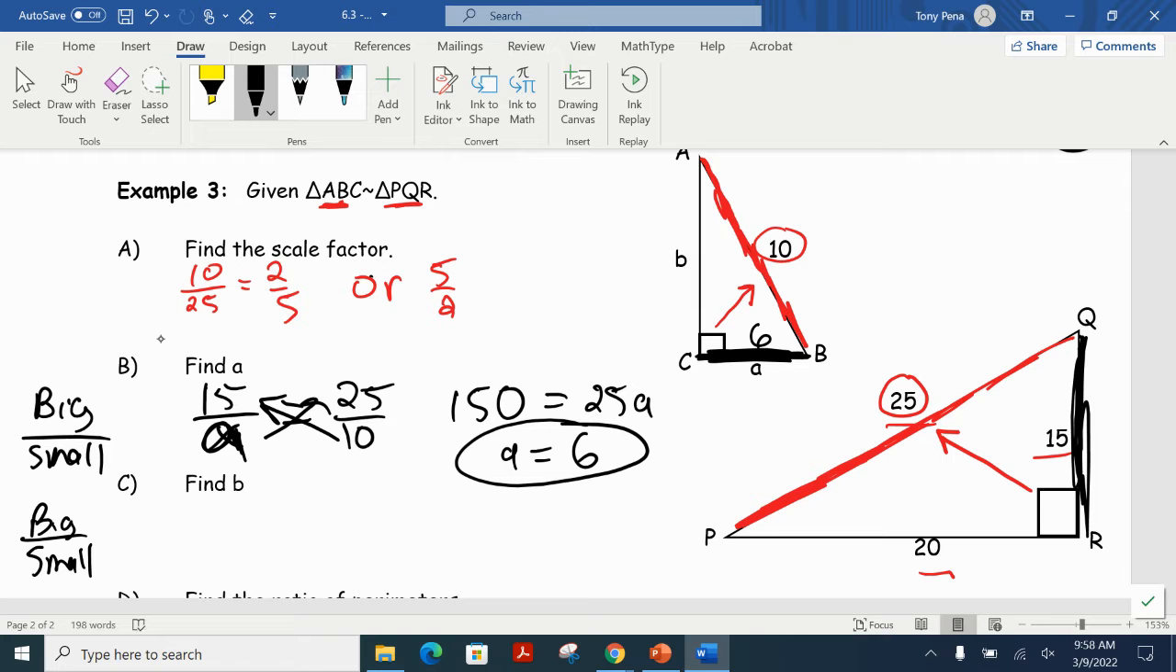I'll continue to do the big over the small. So 20 is the big side. It'll go over the small triangle's corresponding side, which is B. And I would just use that 25 and 10 again. All right, and then that's our proportion. Okay, so crisscross solve. So 200 is equal to 25B. Divide by 25, and that should be what? 8. Okay.